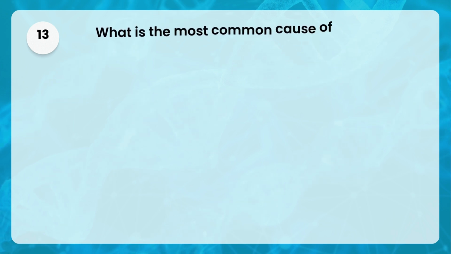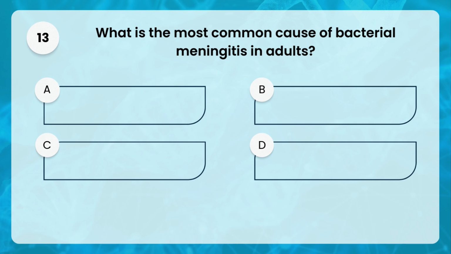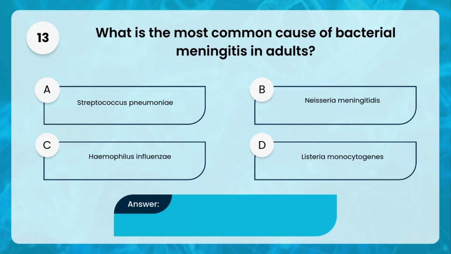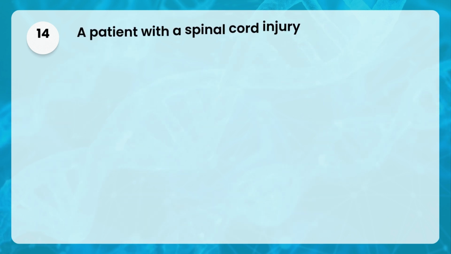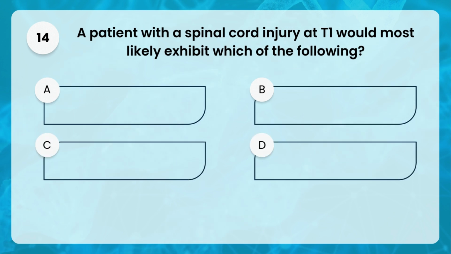Number 13. What is the most common cause of bacterial meningitis in adults? A. Streptococcus pneumoniae. B. Neisseria meningitidis. C. Haemophilus influenzae. Or D. Listeria monocytogenes. The answer is A. Streptococcus pneumoniae.